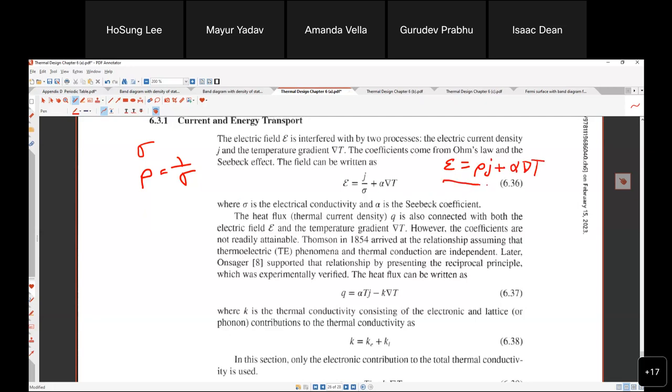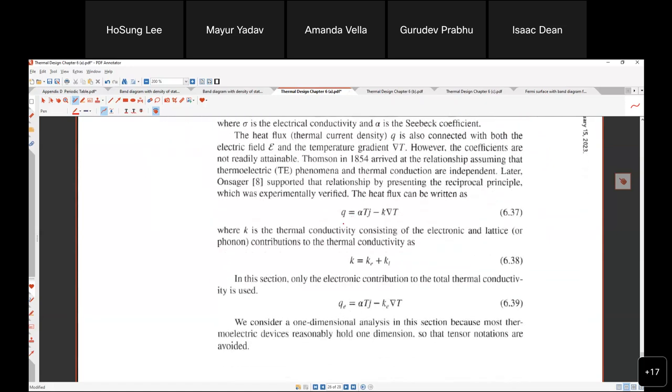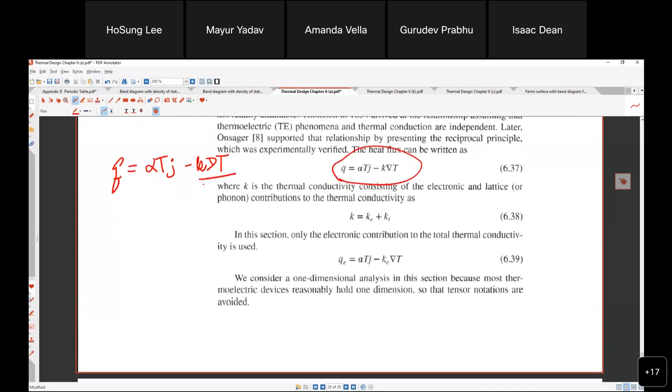It turns out this is Ohm's law. This becomes voltage, this becomes resistance, R. But now we have the thermoelectric Seebeck effect, and we also discussed heat flow. Heat flow is the Peltier effect, Peltier cooling, and conduction. We know thermal conduction. So this is the equation, and K is the thermal conductivity.